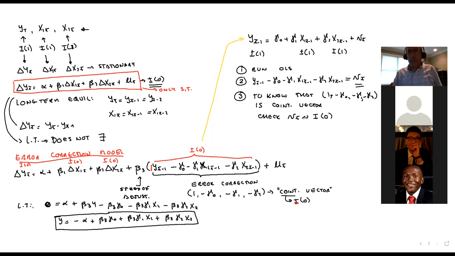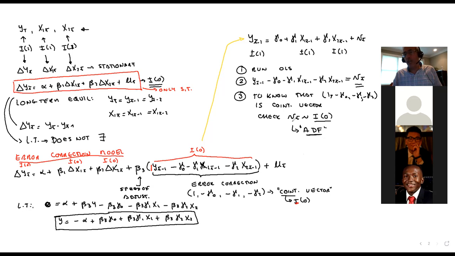Now, how do I check if vt is I0, guys? How do I check if a series is stationary? What do I use? We have done that in ARMA models and VAR models also. What do I use? An augmented Dickey-Fuller. Exactly. I use ADF. There are some more corrections, guys, that we don't have time to do, but at least the ADF does the work. I need to do the ADF.